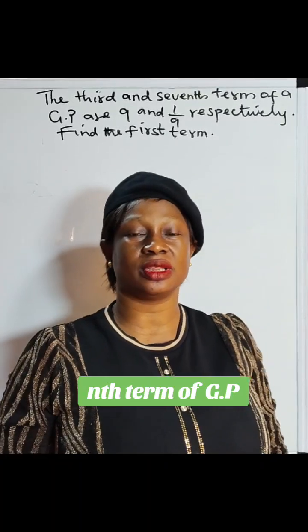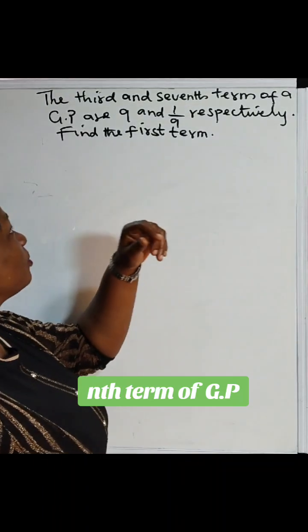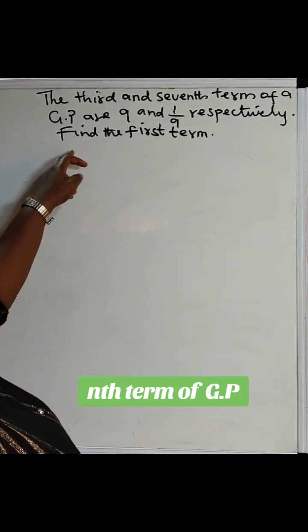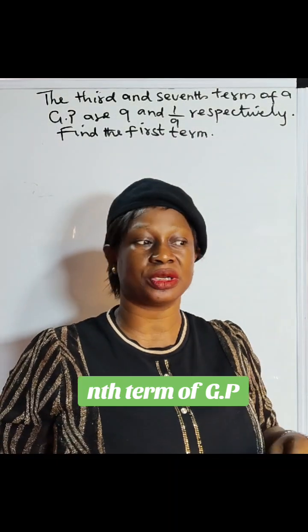Solve this WAEC question on the board. The question says, the third and seventh term of a GP are 9 and 1 over 9 respectively. Find the first term. Now, this GP is a geometric progression.